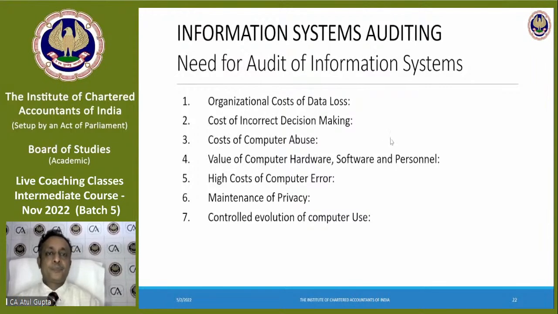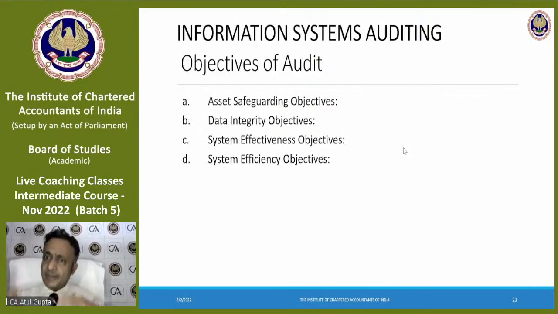Next, objectives. Now, when you audit, what are the core objectives? If you recall the previous question, this is already answered. Most of the items that you read relate to assets, computer hardware, software. Those are basically assets. So you are securing your assets, ensuring that the assets are safeguarded. Second, data integrity, cost of abuse. So you ensure that the integrity objectives are achieved.